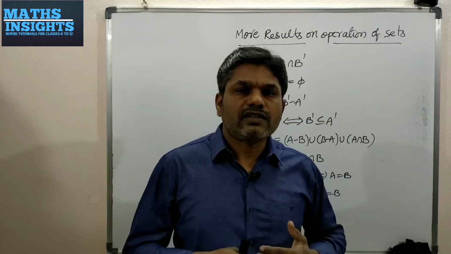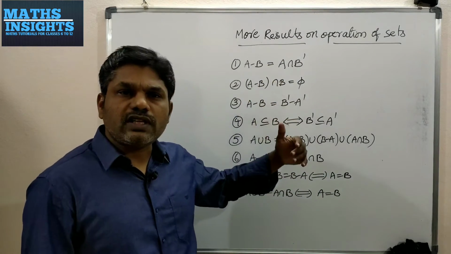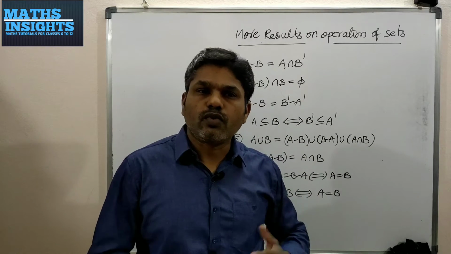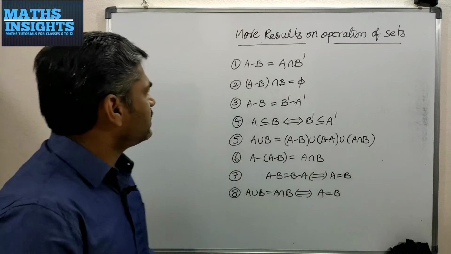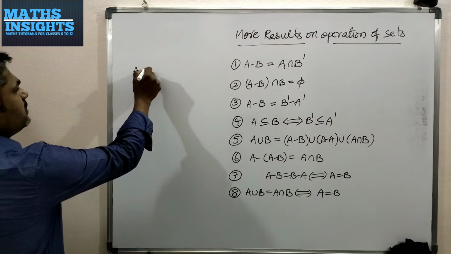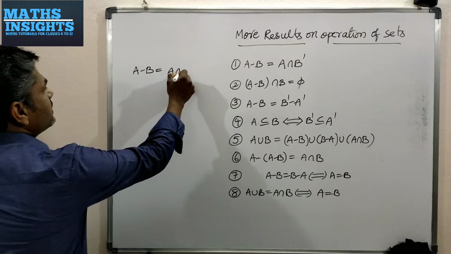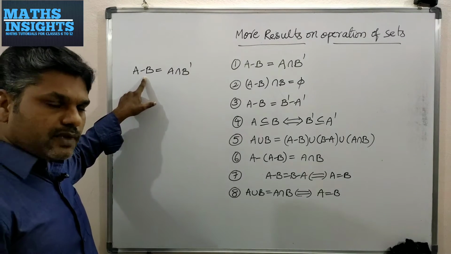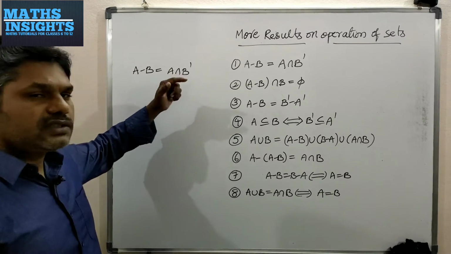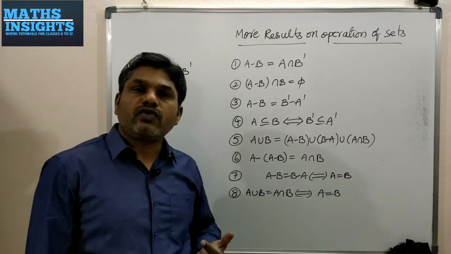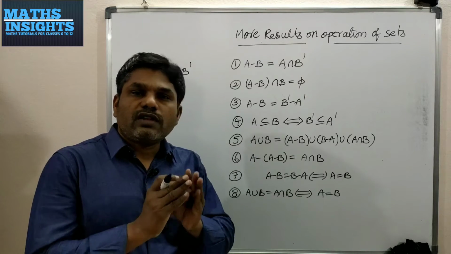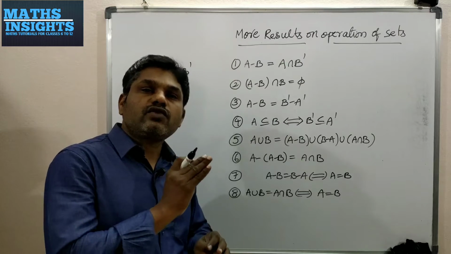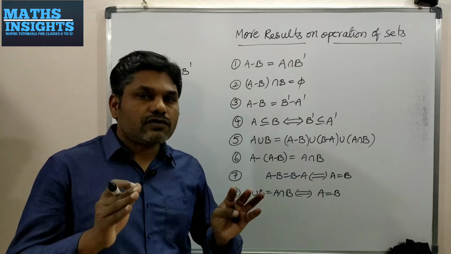For our convenience, I will prove the first two or three, then you may take these results as your homework to prove. If you take the first result, that is A minus B is equals to A intersection B dash. See here, this will become the first set, that is A minus B, and this will become the second set. As per the equality of two sets, you have to prove the first set is subset or equals to the second set, and then the second set is also subset or equals to the first set.